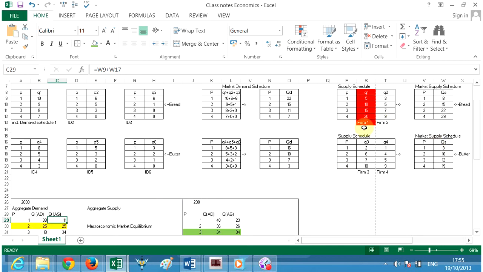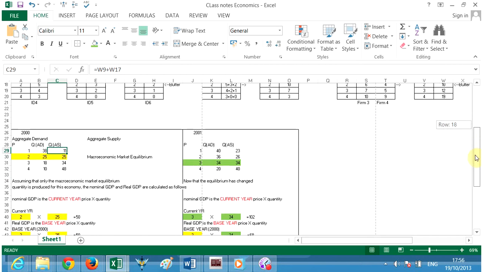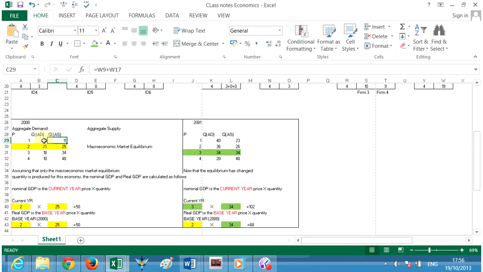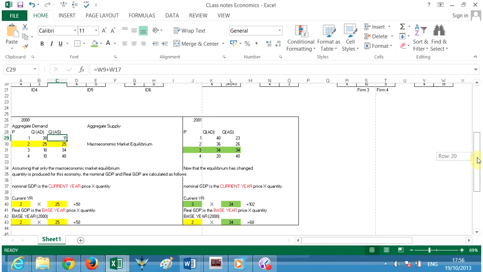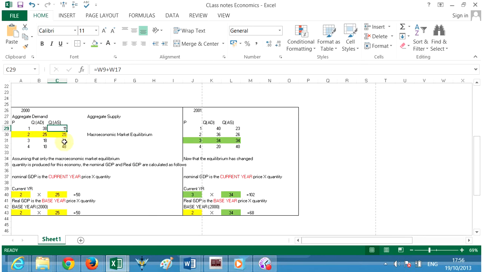Okay, so two firms came together to form this supply schedule, the market supply schedule. These two firms form this, and the aggregate supply is the sum of the market supply curves, which generates this down here. Once we have the aggregate demand and aggregate supply summed from the individual demand curves and the supply curves from the firm side, notice that the market equilibrium is at the price of 2, where aggregate demand, 25, equals aggregate supply. This is the macroeconomic market equilibrium.